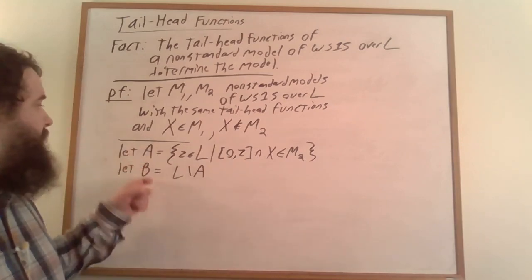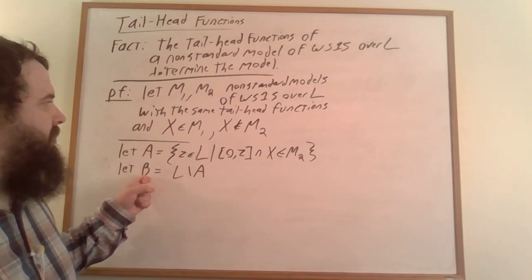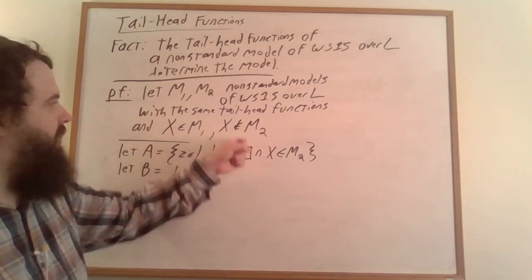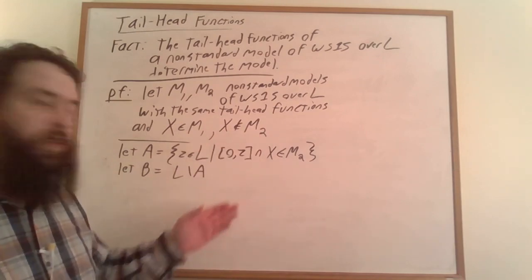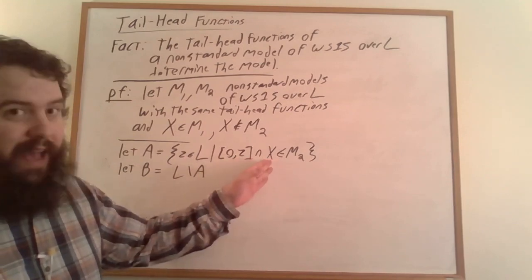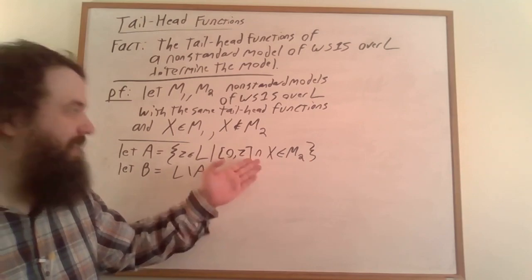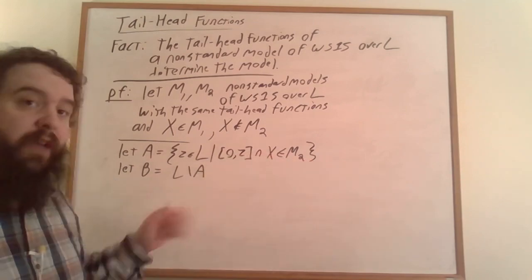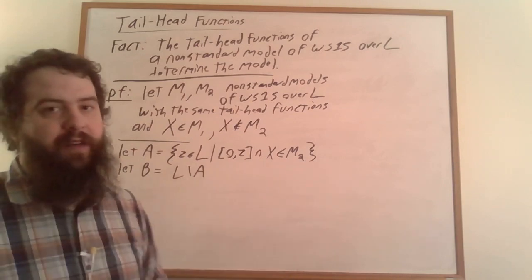A is non-empty. B also has to be non-empty because at some point, these things stop being in M2. Right? If the interval from 0 to the largest element of x intersected with x was in M2, then that's x. That would have to be in M2. So our cut cuts before the largest element of x.